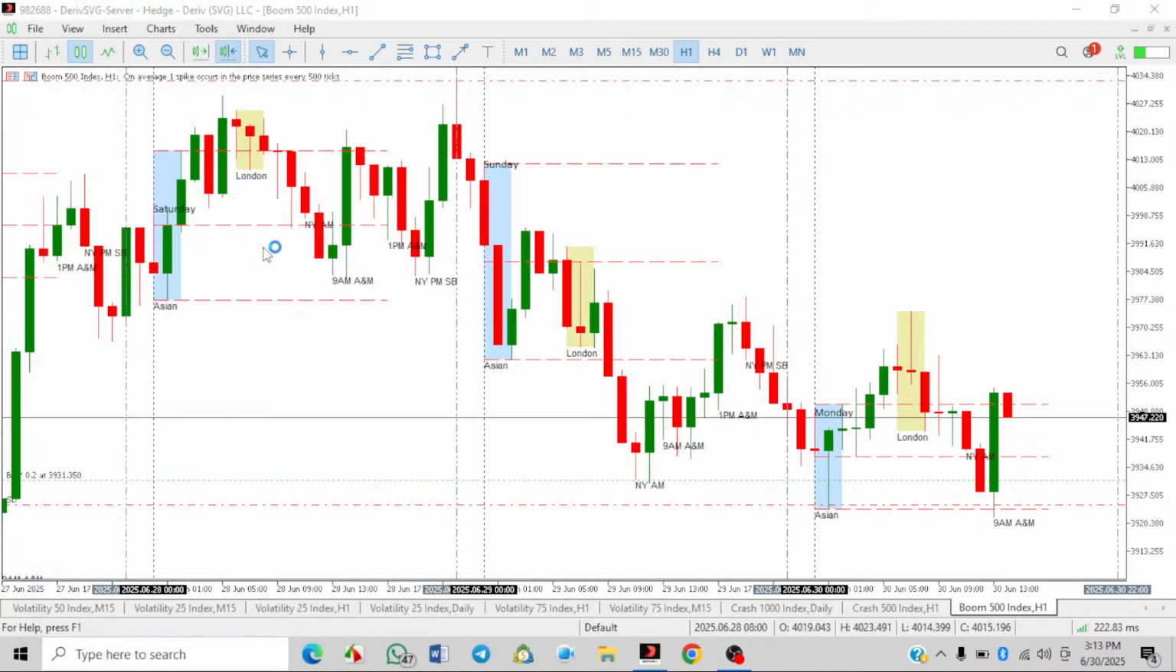So in your 9:30 CRT candle, what you do is that you consider your range. Your range is very important.